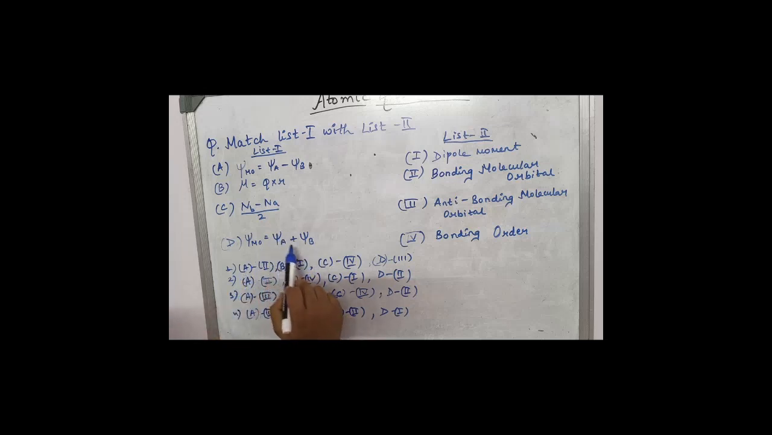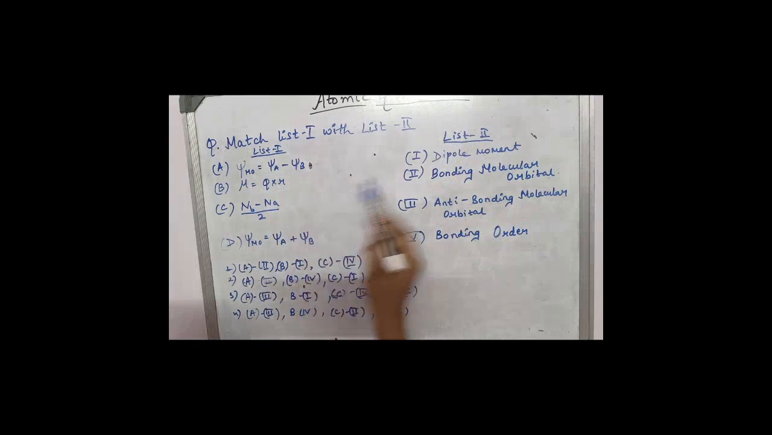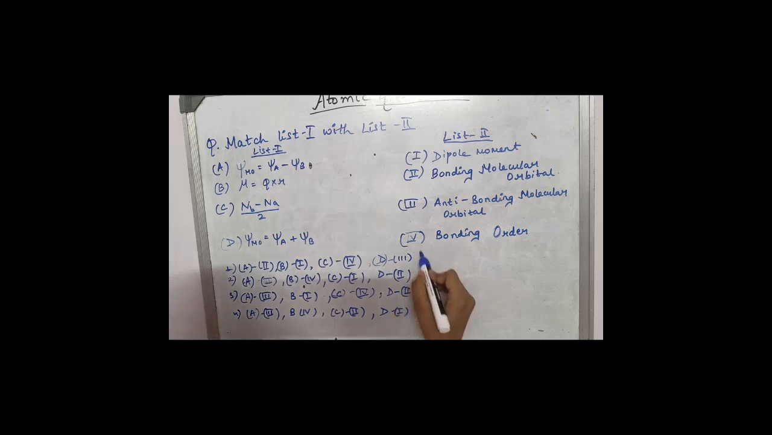So there is a positive sign over here. These two look similar but they are just different in sign. So I will explain the significance of everything. And in list 2 we have to match all these with regards to list 2. So what is the answer?